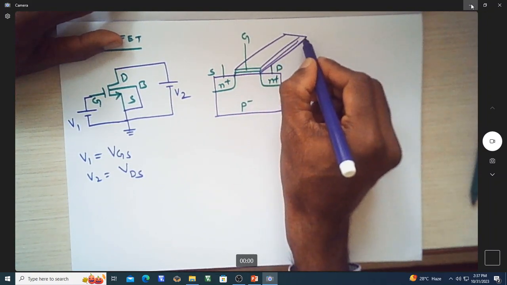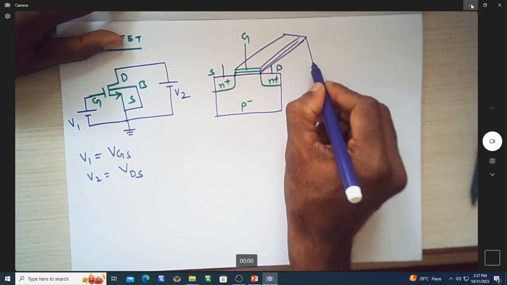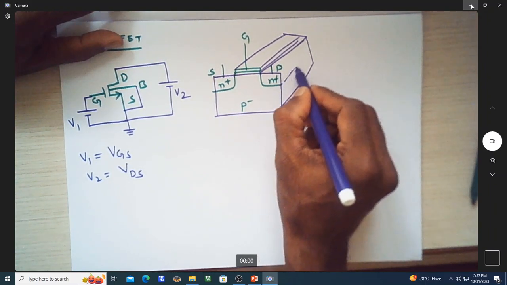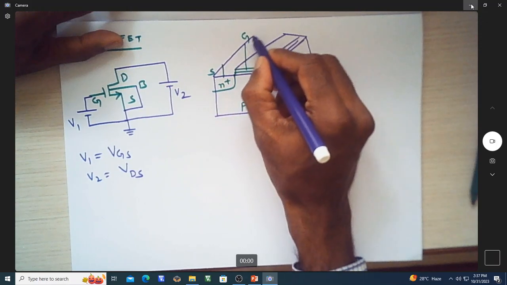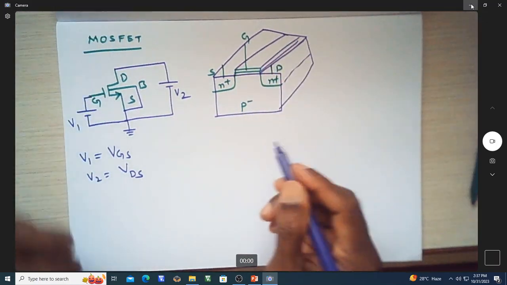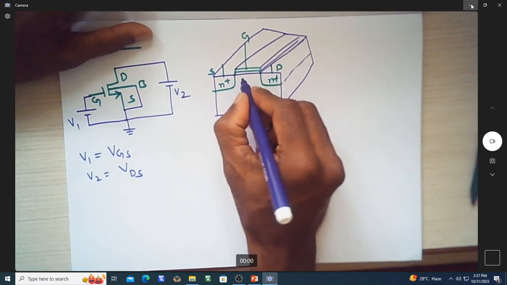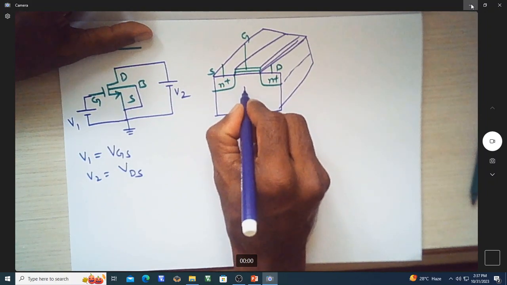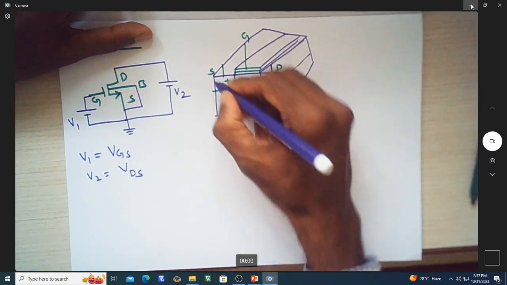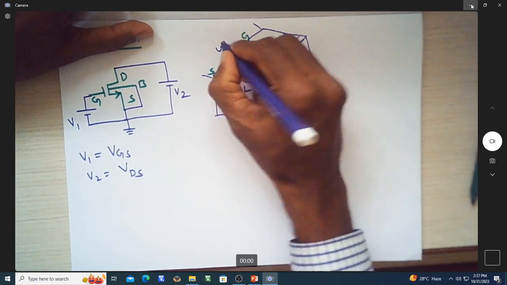Now we can just write it this way. It may not be a very good picture, but still fine. This is how it looks, and this happens to be the length of the transistor, and this is the width of the transistor.